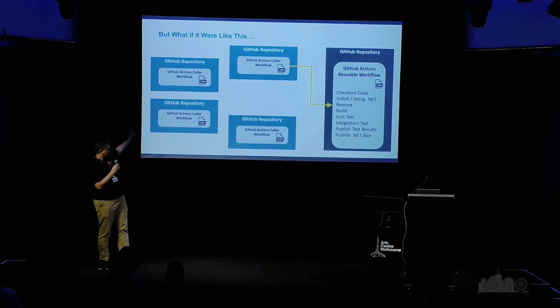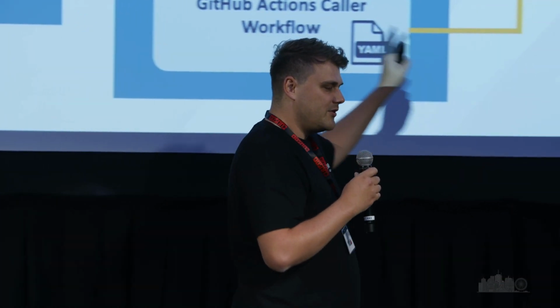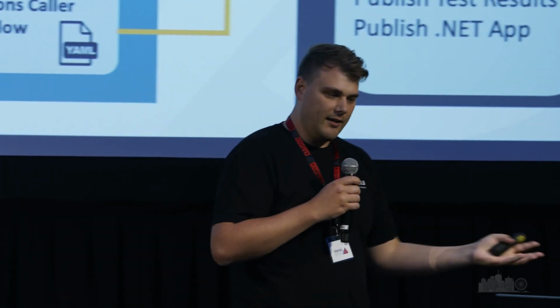And then from all of these other repositories, you can follow that same pattern. So instead of having each repository with its own workflow file that's got all of the logic in it, you can still have your triggers and that inside of your GitHub repository where your application lives, but it's just calling the reusable workflow to go and do all of the actual work that you want.